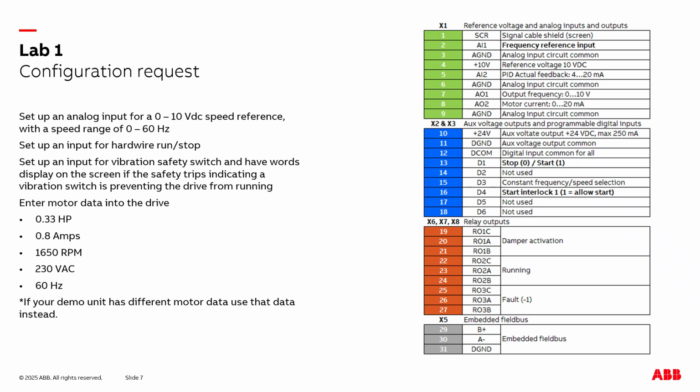We're also going to enter in the motor data into the drive. Now, for my demo unit, the motor data is here below at 0.33 horsepower, 0.8 amps, 1650 RPM, 230 volts, and 60 hertz. Your demo motor may have different information, and if that's the case, enter in that specific motor data for your demo unit.